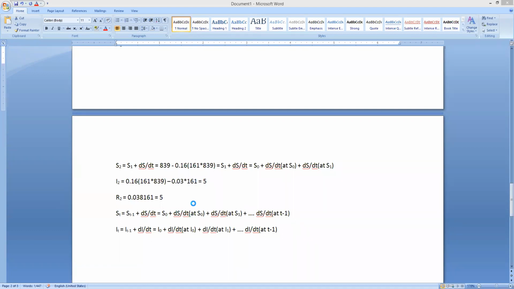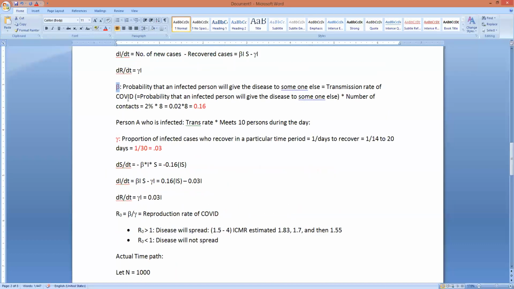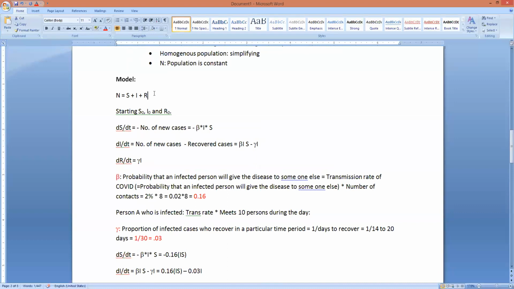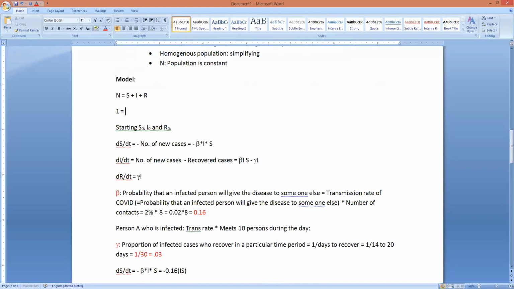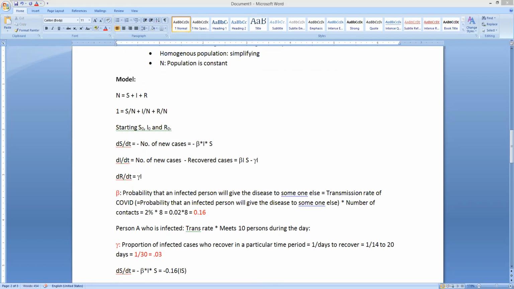So we have taken the population in the class 1 cities. So this is S, this is N, and this is period 0. What I've done over here is I've normalized this. In other words, I've divided S by N, so it is basically S by N, I by N, plus R into N.